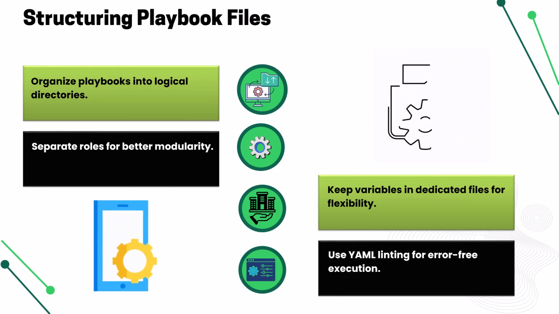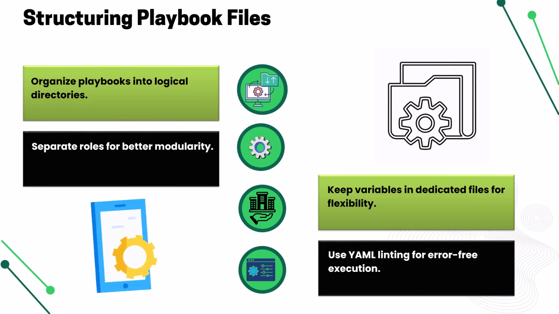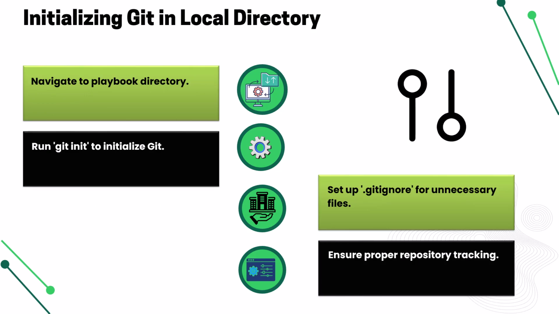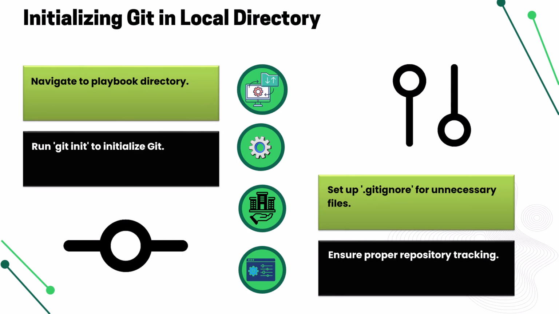Think of structuring playbook files like organizing your wardrobe, everything in its place for easy access. Roles help modularity, variables improve flexibility, and YAML linting ensures your playbooks don't collapse under avoidable errors. Smart, right? Initializing Git is your playbook's first step to immortality. A simple git init marks the beginning. Git ignore keeps the clutter out, and proper tracking ensures you don't lose control. It's like setting up the foundation of a masterpiece.